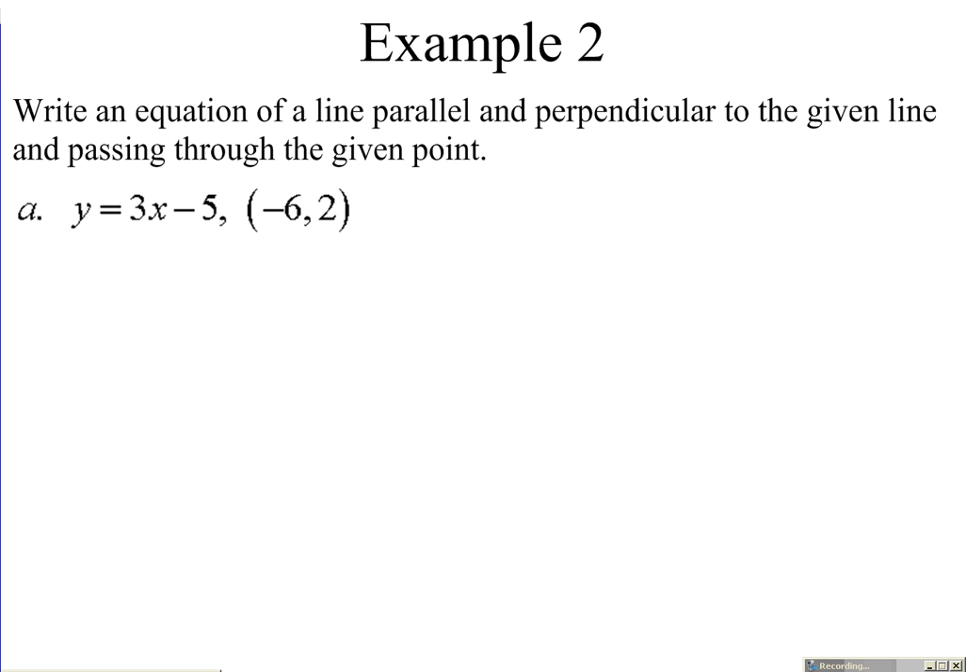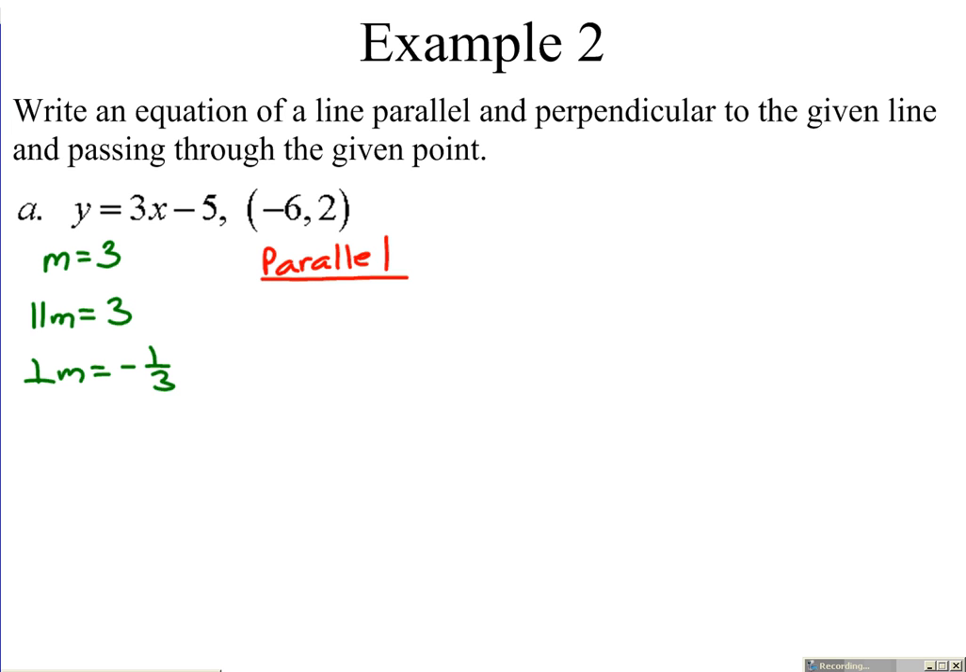Last one. Write an equation of the line parallel and perpendicular to this given line, passing through that given point. So just like on the last slide, the first thing we need to do is recognize that the slope of this given line is 3, which means the slope of any line parallel is going to be 3, and the slope of any line perpendicular is going to be negative 1/3. So now we need to find these one at a time. Start with the line parallel.